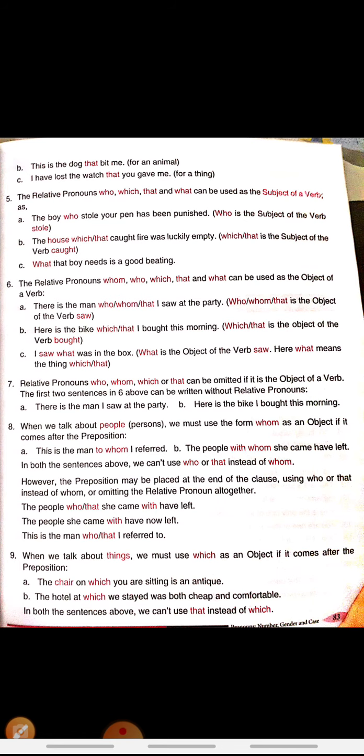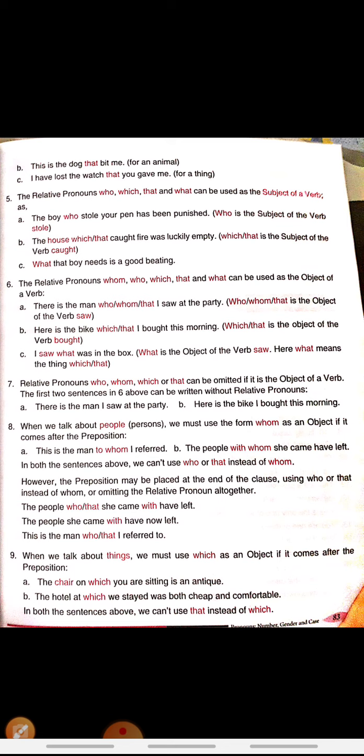Now, the boy who stole your pen has been punished. Here, who is the subject of the verb stole. Okay, the boy who stole your pen has been punished is the clause here, and who is the subject. It is used as a subject of the verb stole.